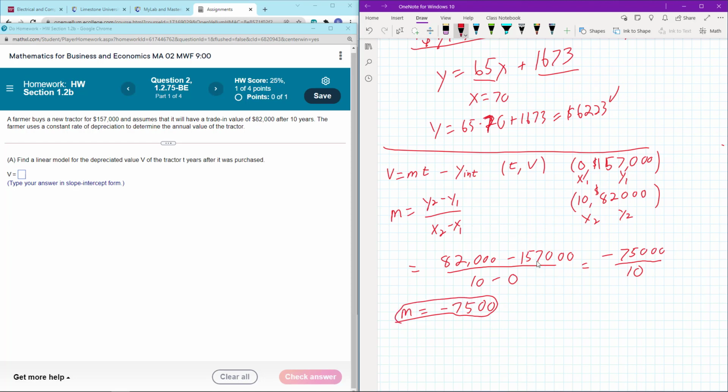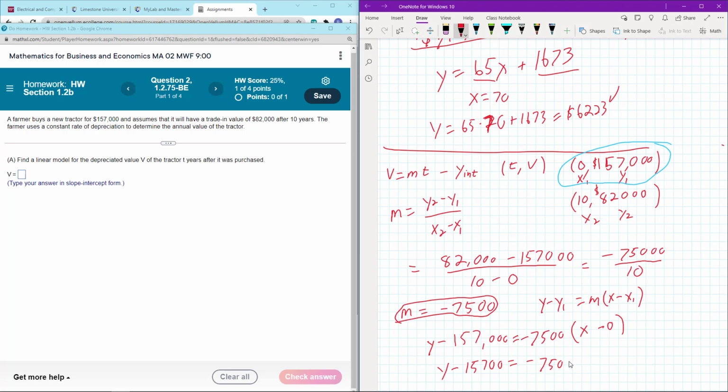Now that we know our m, we can actually use our point slope form, which once again is y minus y1 is equal to m times x minus x1. And once again, it doesn't matter which point we use. However, this point right here might be the better one because it might be easier to work with because x1 is equal to 0. So let's go ahead and use that one. In that case, we are going to have y minus 157,000 is going to be equal to negative 7,500 times x minus 0. So we have y minus 157,000 is going to be equal to negative 7,500 times x.